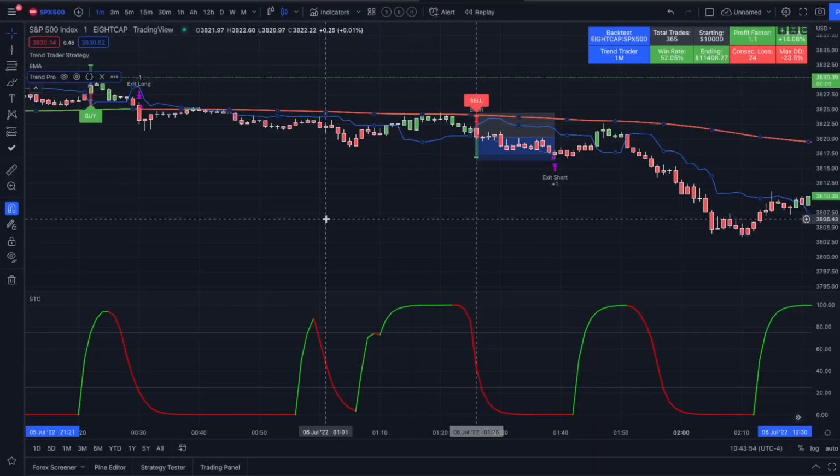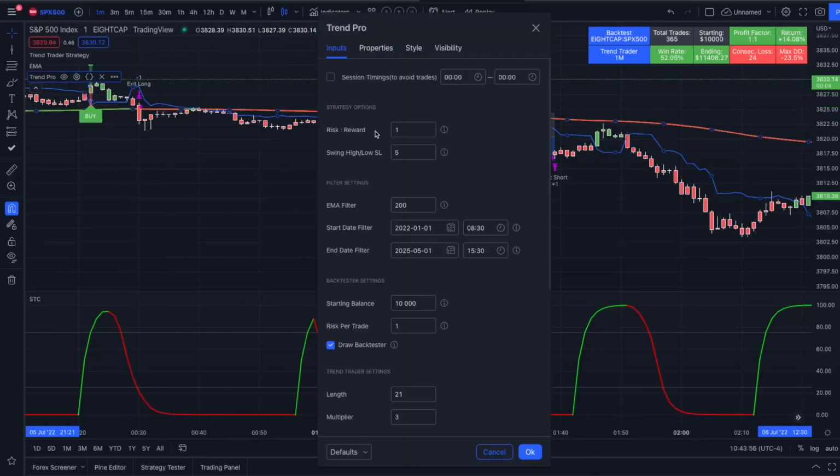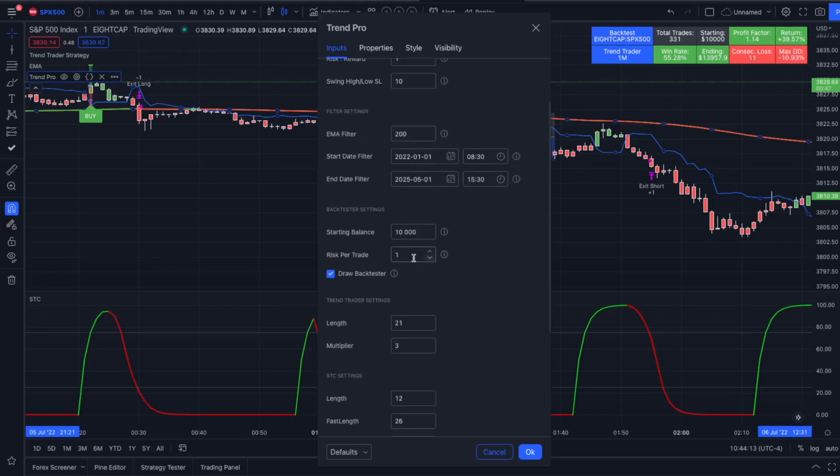Alright, but now back to the optimization. So with a risk reward of 1, that setting stays the same. We are going to increase the look back for the swing high and low stop loss. So that just means we are placing the stop loss at the highest point of the previous 10 candles. We are still going to be risking 1%. That's totally up to you, how risk tolerant you are.